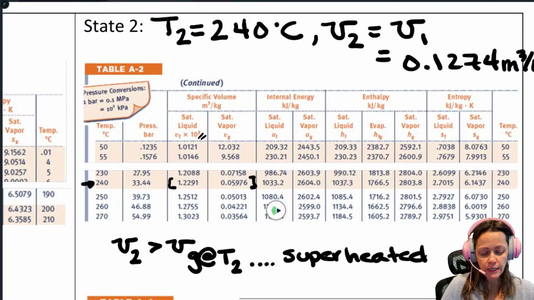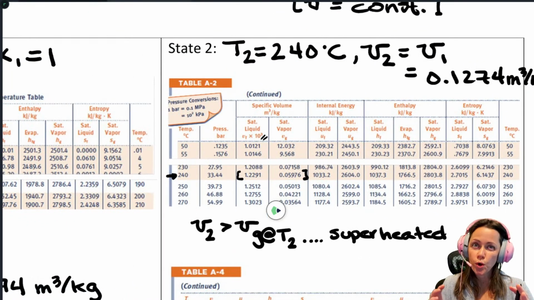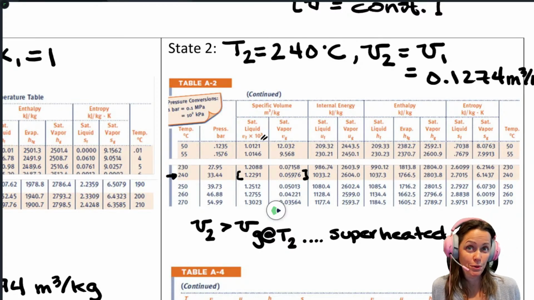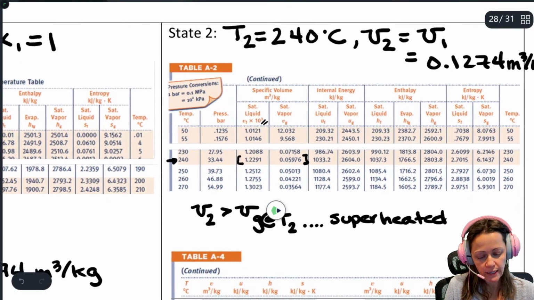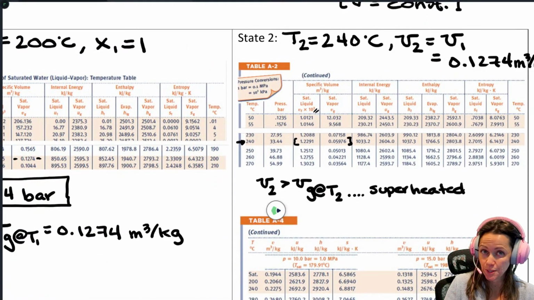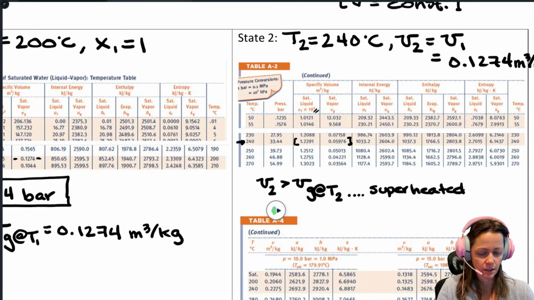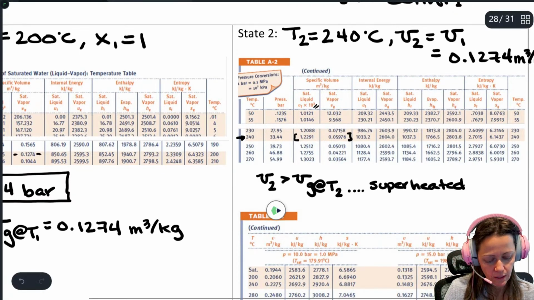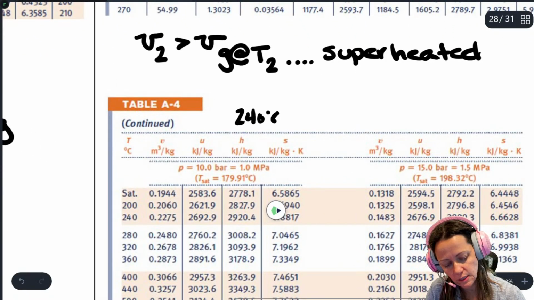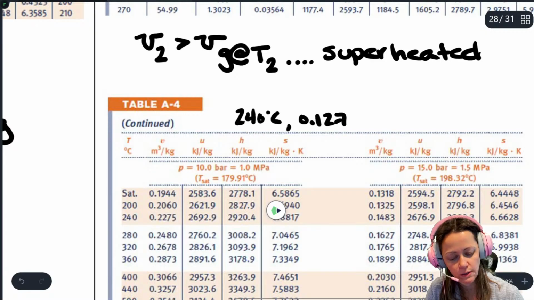So this would be really easy. Remember, those superheated tables are organized in blocks of pressure. Normally I'd look for the block of pressure that corresponds to my pressure, but I don't have the pressure. What I've got is my temperature and my specific volume. It's still enough. I just kind of have to finagle. All right, so 240 degrees Celsius, 0.1274 meters cubed per kilogram.